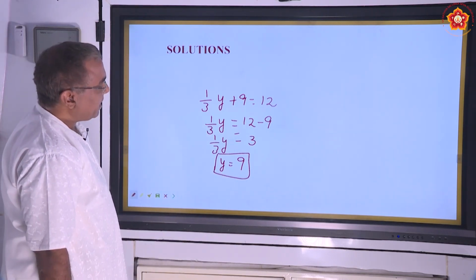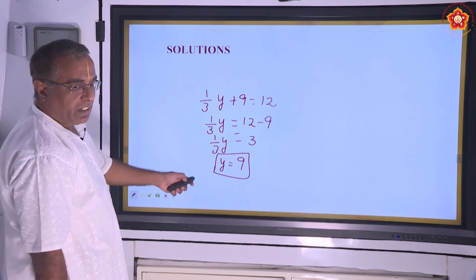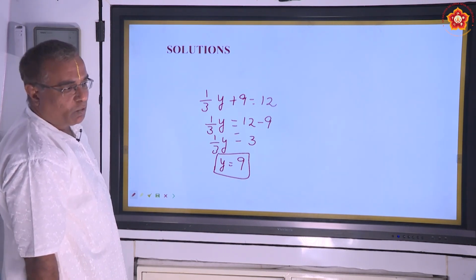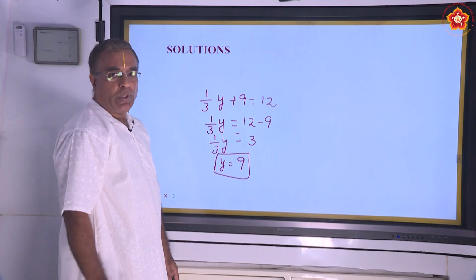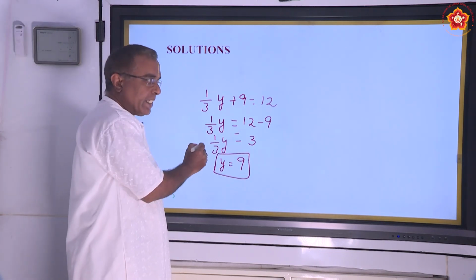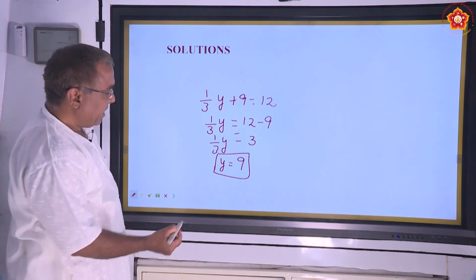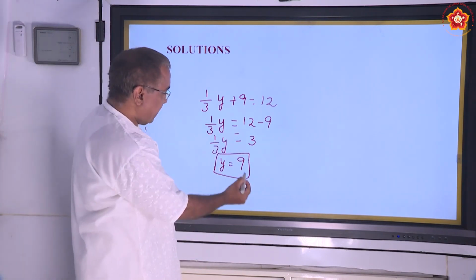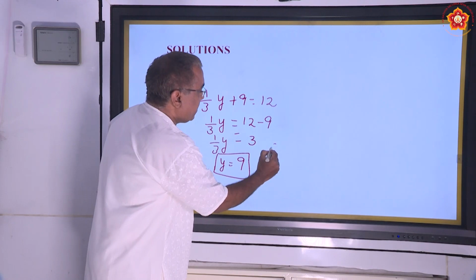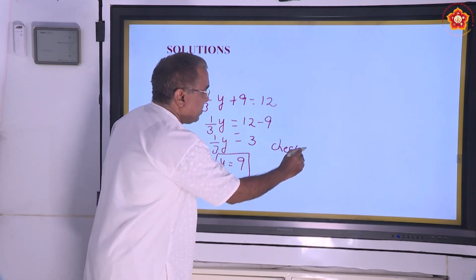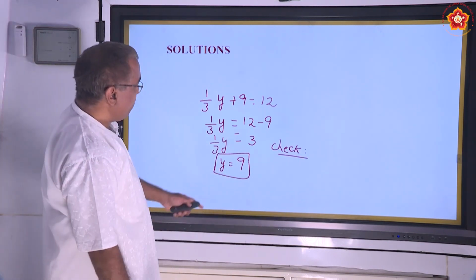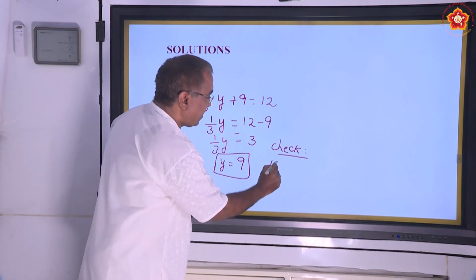Okay. Let us just check whether this is really going to be a solution. What is the procedure? I have already told you, we need to substitute the value in the left hand side and see if that is going to be the same as RHS. Let us check that. y equals 9, we will just substitute in the LHS.